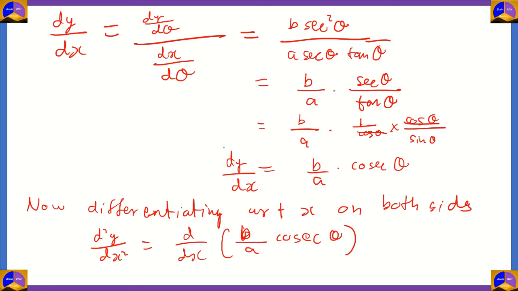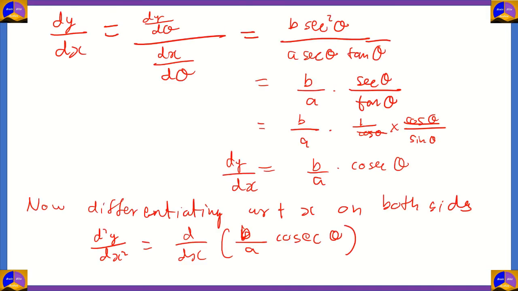Now you face a dilemma. You see that we have to differentiate with respect to x, but all we have is a function in theta. So how do you differentiate? Well, there is no problem. You can simply differentiate with theta and then write d theta by dx in the end. So what we'll do is d squared y by dx squared will be equal to b by a times the differential of cosecant theta with respect to theta.